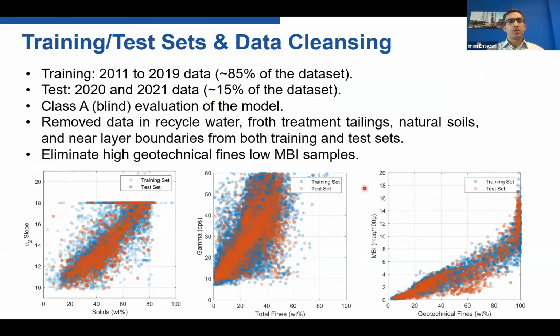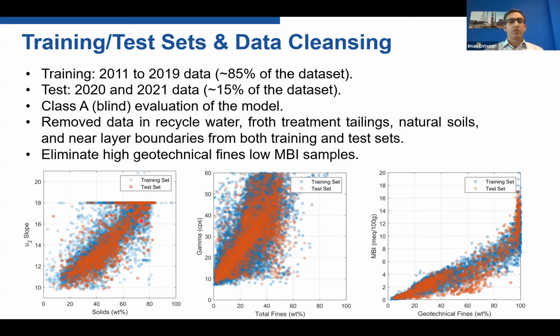Our training data included the data collected in 2011 to 2019, which was roughly 85% of the data set. The test set included the data collected in 2020 and 2021. So that's our test set again. We wanted to do an unbiased performance assessment, so splitting the data set based on year is an ideal way to do this split. This is a class A or blind evaluation of the model, because the data in the test set was collected in years that were not included in the training set.